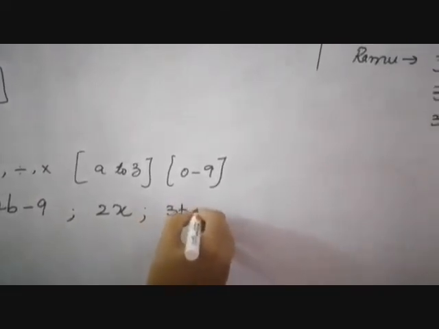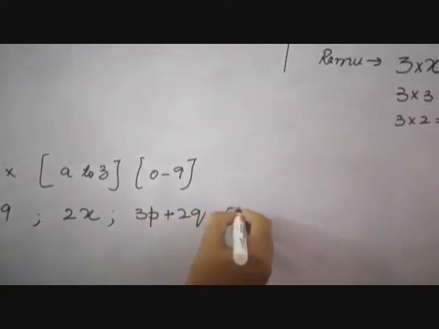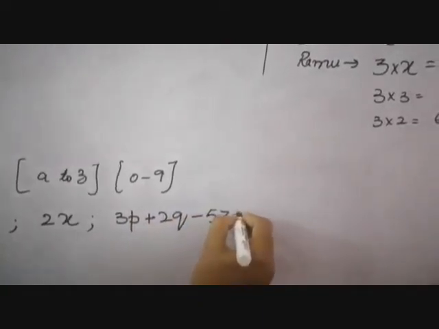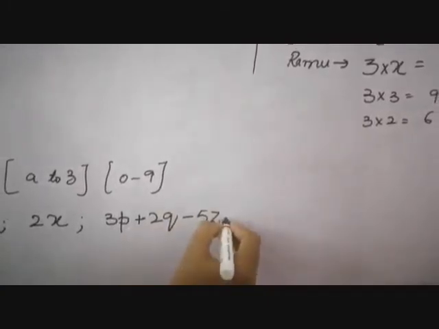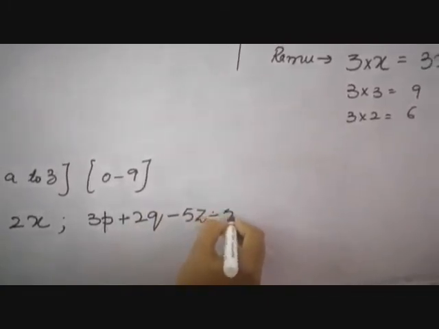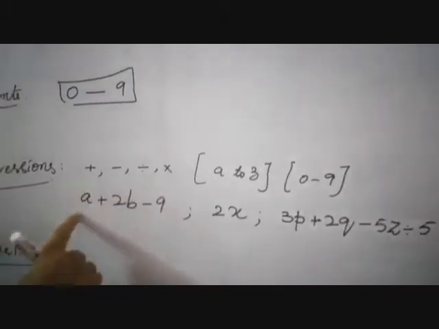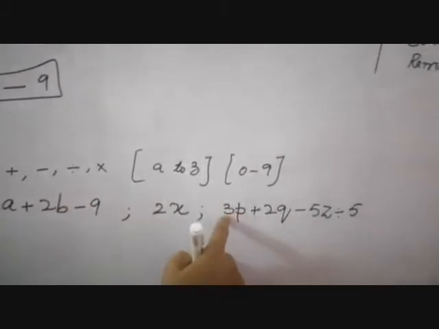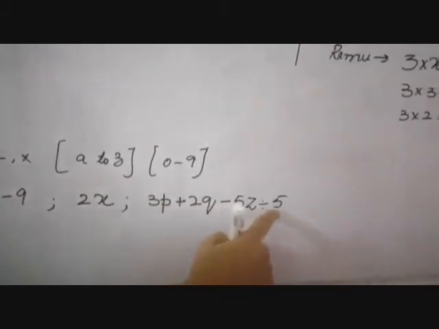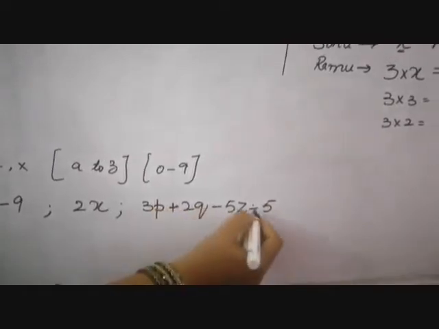3p plus 2q minus 5z divides 5. Okay, I will give one more fundamental operation like divides. Children, listen here. a plus 2b minus 9 is one expression. 2x is one expression. 3p plus 2q minus 5z divides 5. Here all three fundamental operations are used: plus, minus and divides.